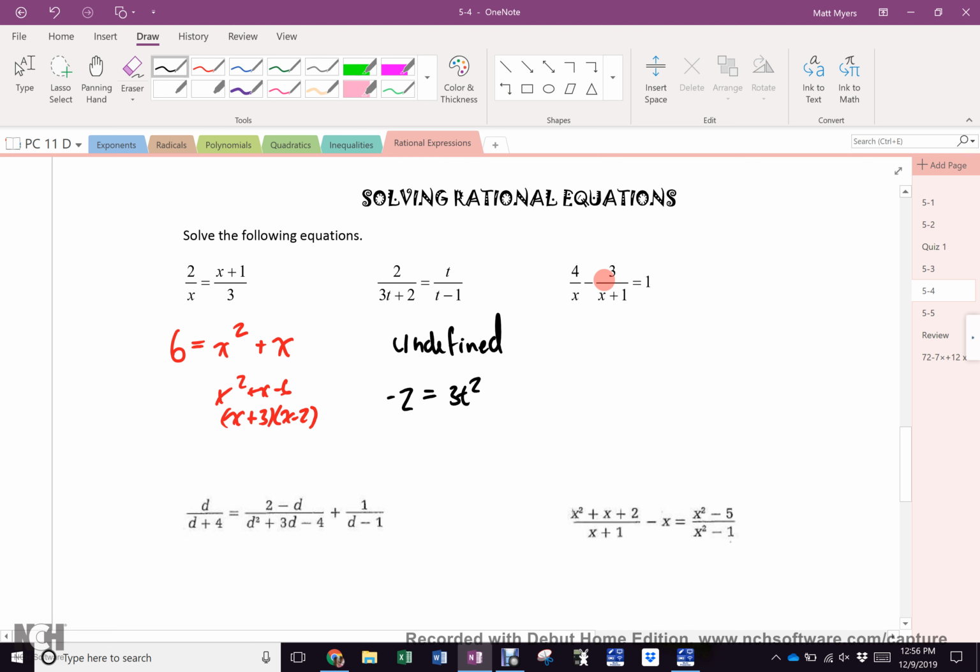This one is x plus 1, x, and x squared plus x. 4x plus 4 minus 3x equals x squared plus x. X squared minus 4 equals 0. X equals plus or minus 2.